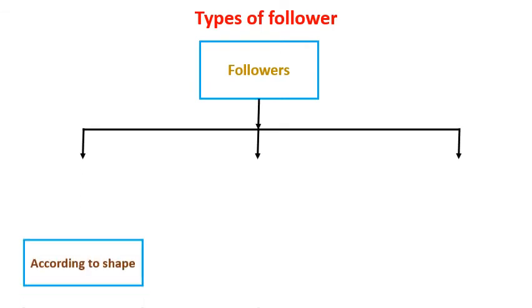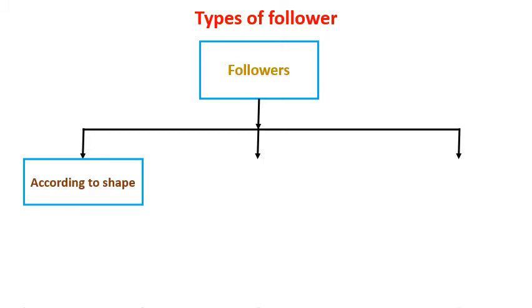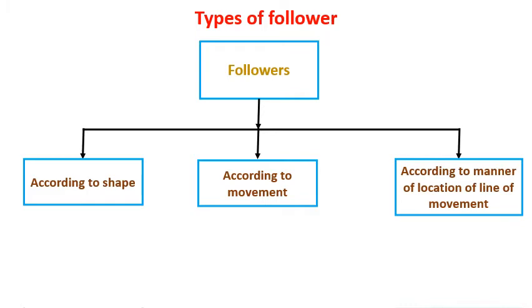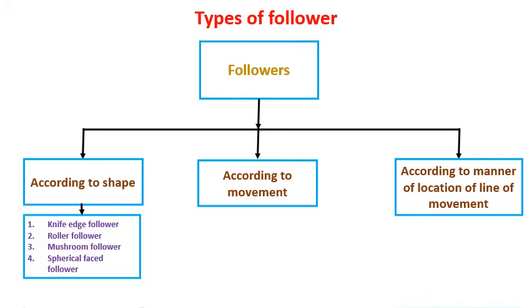Next one, the classification of the follower. The followers are classified based on three important categories. One is according to the shape of the follower, then according to the movement. The third important category is manner of location of line of movement. According to the shape, these followers are classified majorly into four types: knife edge follower, roller follower, mushroom follower or flat faced follower, and fourth, spherical faced follower.